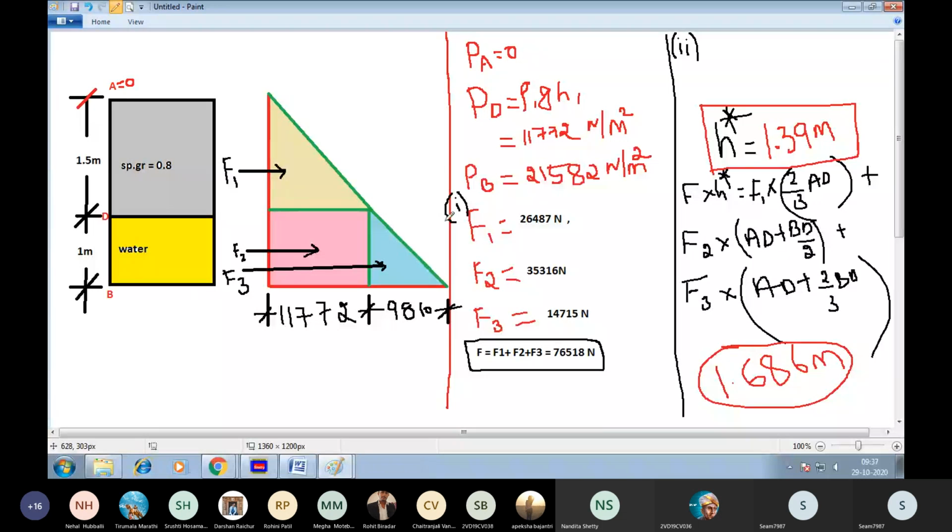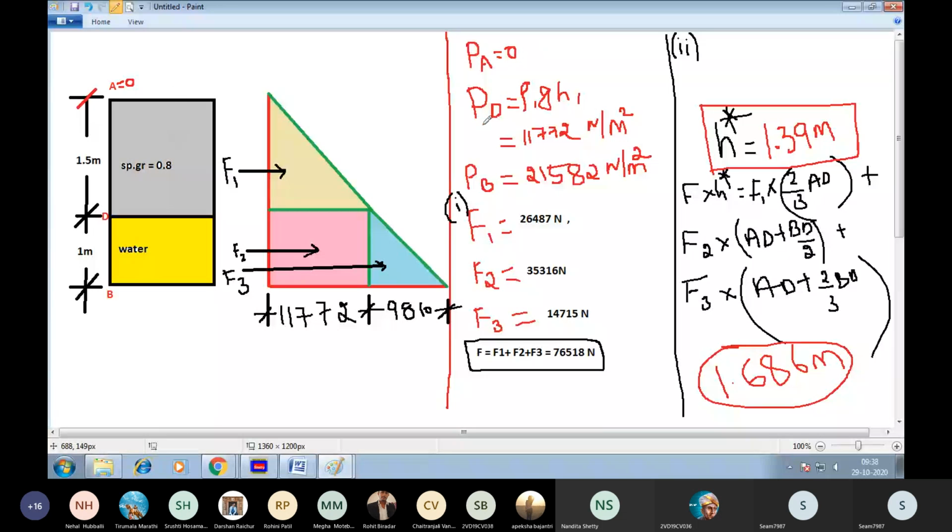Either you are going to take the bottom as a reference, or the top, while calculating all these things. From the top, ma'am. So here we have taken PA, PD and PB. This is bottom and this is top.